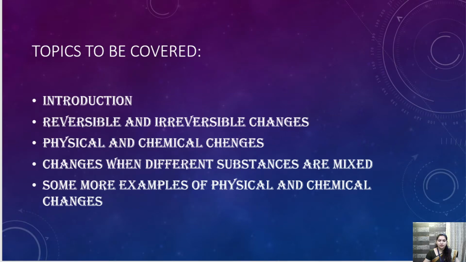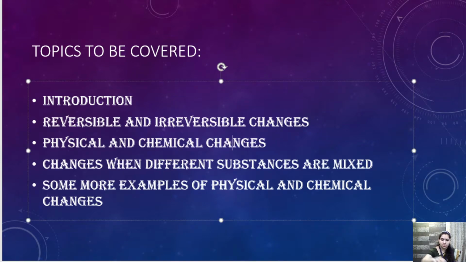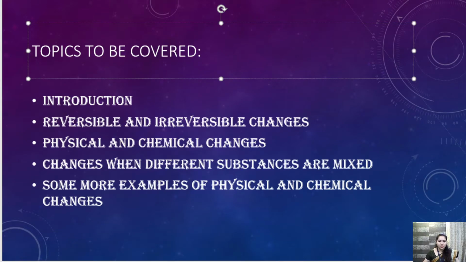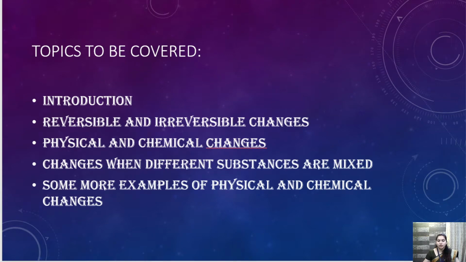In this chapter we will be covering the following topics: introduction, reversible and irreversible changes, physical and chemical changes, changes when different substances are mixed, and some more examples of physical and chemical changes. These are the topics included in chapter number 6, Changes Around Us. We have done the introductory part of the chapter yesterday. Now today we will be dealing with 2 topics, reversible and irreversible changes, and physical and chemical changes.